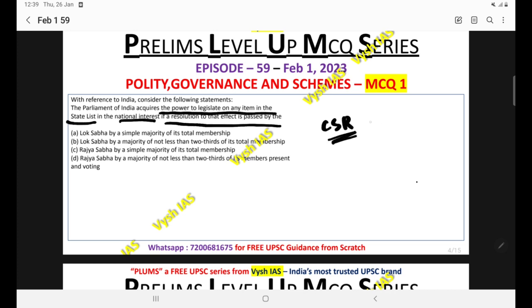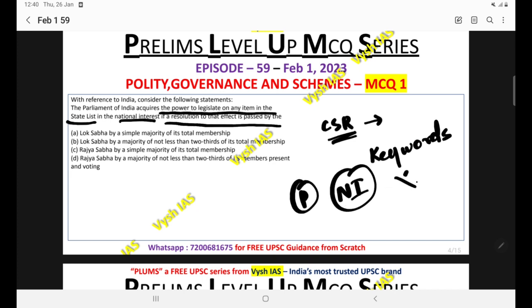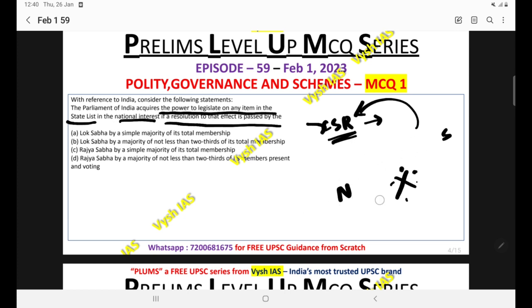This thing you have to deduce from the question itself. How can you deduce that? You have to search for the keywords whenever you get a question. So here, the Parliament of India and the national interest are both keywords. On seeing these keywords, it should strike your mind that this question is taken from the center-state relations. The options will also be related to the static portion only.